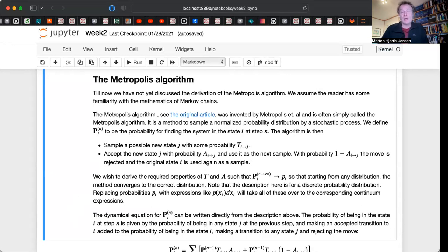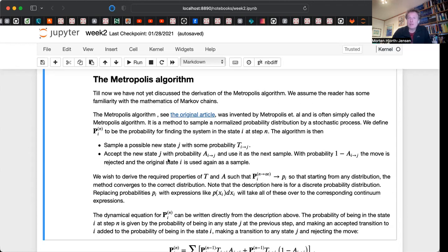In practice, we will not be able to do that, but if the algorithm is not ergodic, it means that it will have a bias in the sense that you may have a path in your space which will be preferred. And that is not wanted, because that means that it will give a bias in the evaluation of a multidimensional integral. So what we have is a method to sample a normalized probability distribution by a stochastic process. So we define this P of i to be the probability of finding the system in a state i after a given number of steps n. And then the algorithm is to sample a possible new state with some kind of probability.